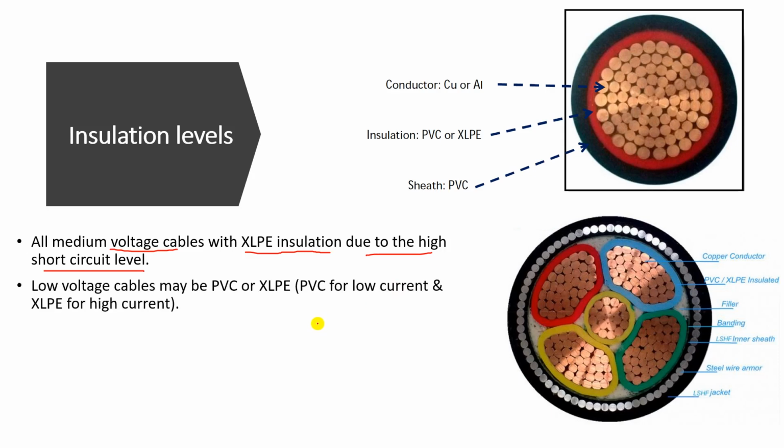Now for the low voltage system, we can use the PVC or the cross-linked polyethylene. Usually PVC is used for loads with small currents, and cross-linked polyethylene is used for high currents. Now the inner sheath and the outer sheath are usually made of PVC. So in this lesson we discussed the insulation levels inside the cable.